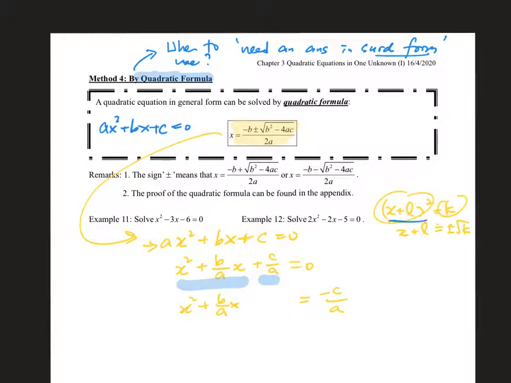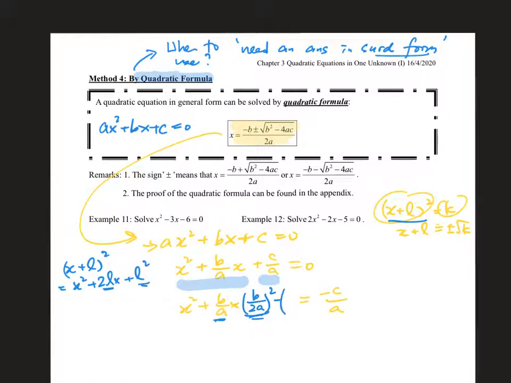Next, in order to make a bracket square, I need one additional term here. According to the identity, x plus l bracket square is x squared plus 2lx plus l squared. So in order to fit with this b over a in the middle term, it should be b over 2a bracket square here. It's a little bit hard, but you can check it afterward. 2l is b over a, so you check for l. So that's why l squared is over there.